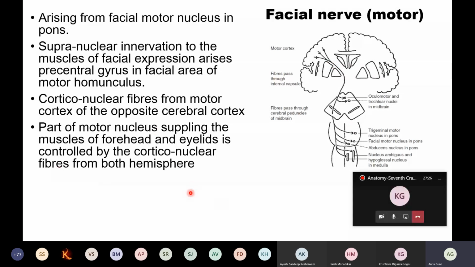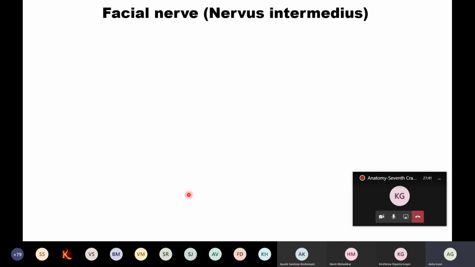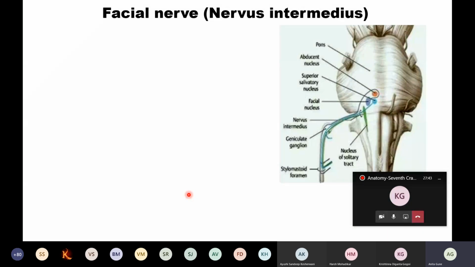This is very important. Remember, the motor fibers to the forehead and eyelid muscles are under the control of both the cerebral hemispheres. It is having bilateral supply, whereas the lower fibers are from the opposite side. The sensory root of the facial nerve is also called as nervus intermedius.